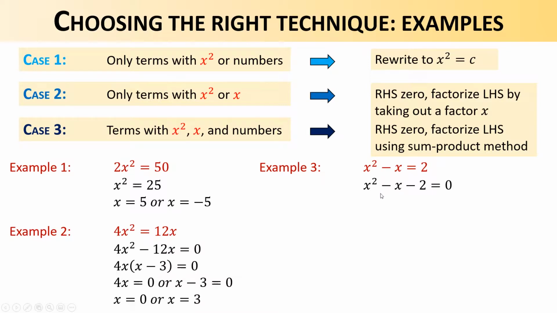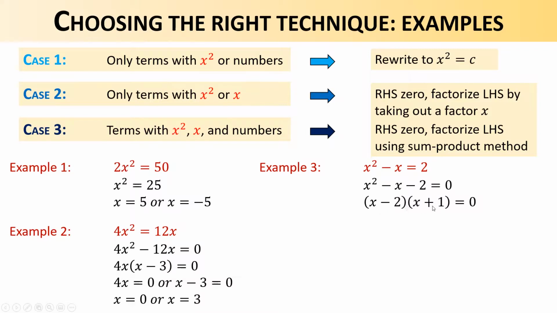Now we have to use the sum product method to factorize. We're going to look for two numbers whose sum is negative 1. There's a secret 1 here. Sum is negative 1, and the product is negative 2. And those numbers will be negative 2 and positive 1. Negative 2 plus 1 is negative 1, and negative 2 times 1 is negative 2. So we factorize this as x minus 2 times x plus 1.